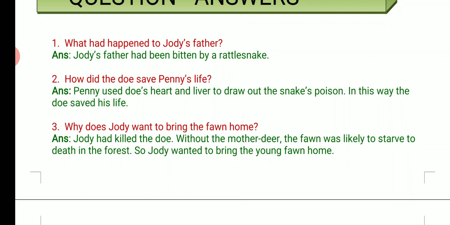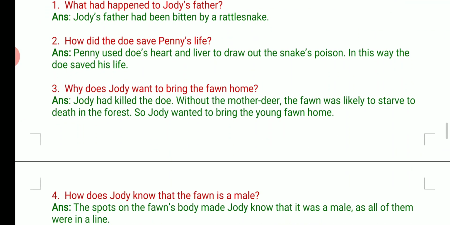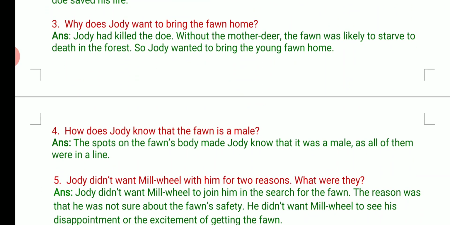Why does Jody want to bring the fawn home? Jody had killed the doe. Without the mother deer, the fawn was likely to starve to death in the forest. So Jody wanted to bring the young fawn home. How does Jody know that the fawn is a male? The spots on the fawn's body made Jody know that it was a male, as all of them were in a line.